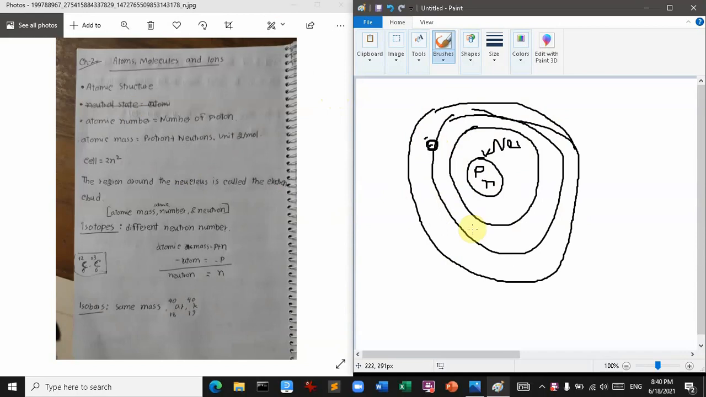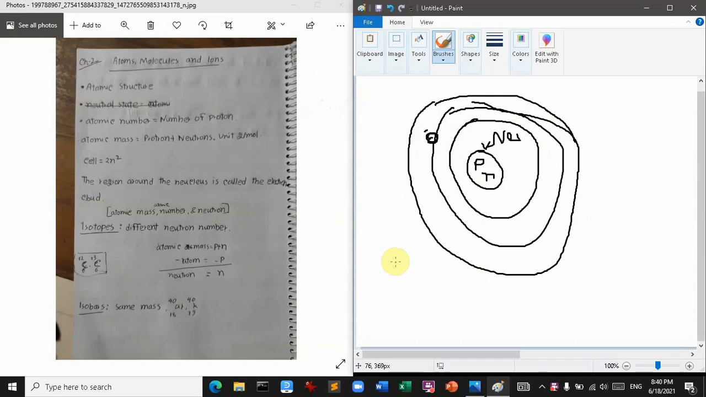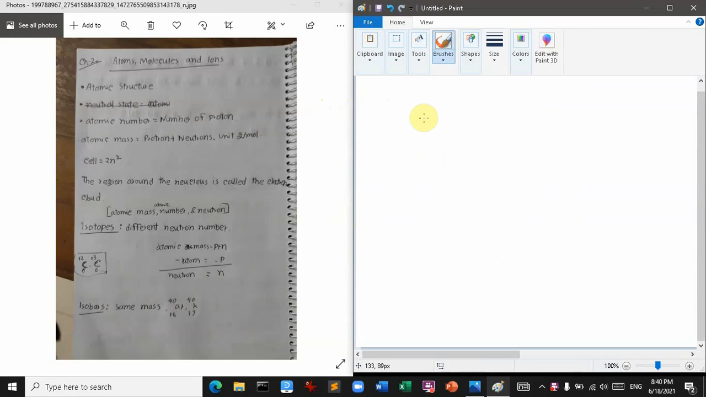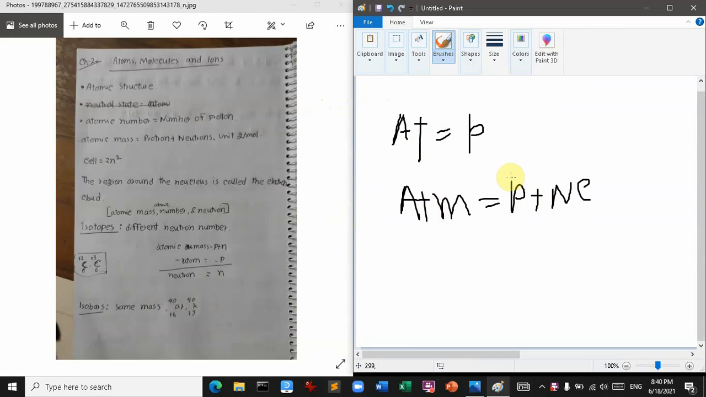Next one is atomic number. There are some terms we have to know to begin this chapter. The first term is atomic number. What is atomic number? Atomic number is basically the number of protons an atom has. And the atomic mass, or you can say ATM here, is the summation of protons and neutrons, and the mass unit is gram per mole.